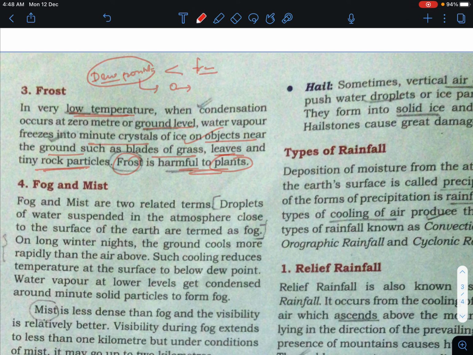Once again, please go through this topic. We are talking about a very low temperature, when this condensation occurs at 0 meters. At 0 means it is forming on the ground. Water vapor freezes into minute crystals of ice. These water droplets freeze into minute droplets of ice, and it is deposited on the plants, grass, and the rock particles. And frost is very harmful to the plant.